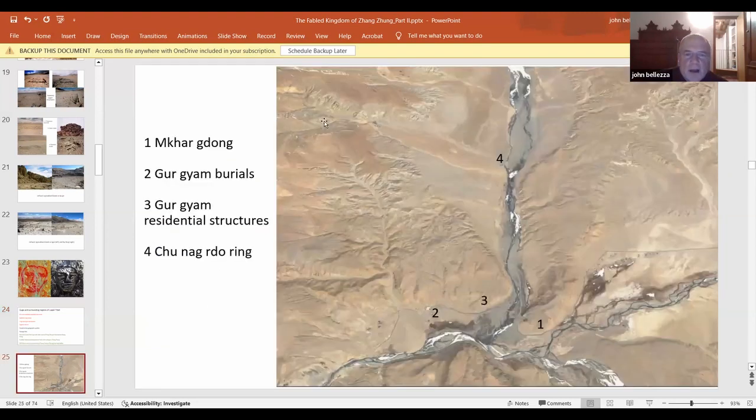So let us go right now, without further ado, to a region known as Kardung and Gurjam. This is in Gar County, about 50, 60 kilometers northwest of Mount Kailash. And these little numerals here point to 4 important archaeological sites. We're going to be looking particularly at 2, the Gurjam burials.